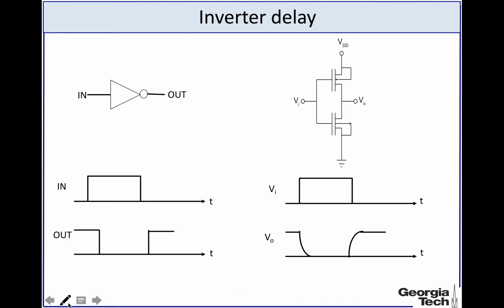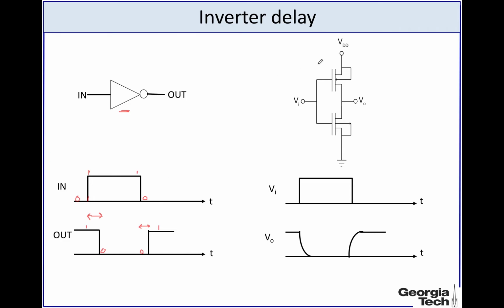Here is the inverter, and what delay means is that if there is a change in the input, for example, it goes from 0 to 1 over here, from a logic level perspective, the output will change from a 1 to 0, but this transition will happen after a time delay. Similarly, when the input goes from 1 to 0, the output will go from 0 to 1, but again this transition in output will be time lagged from the transition in the input.